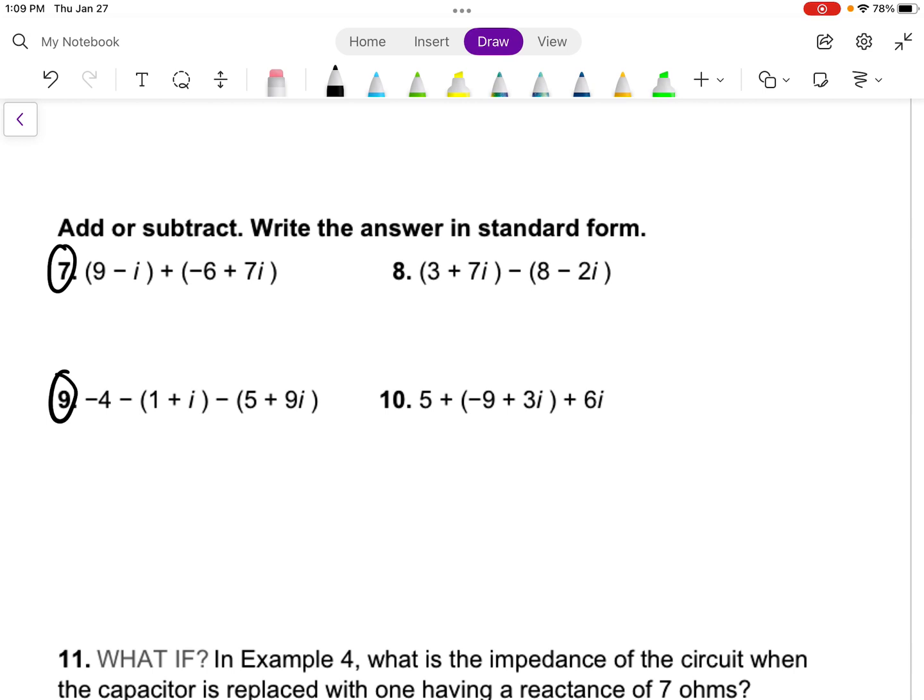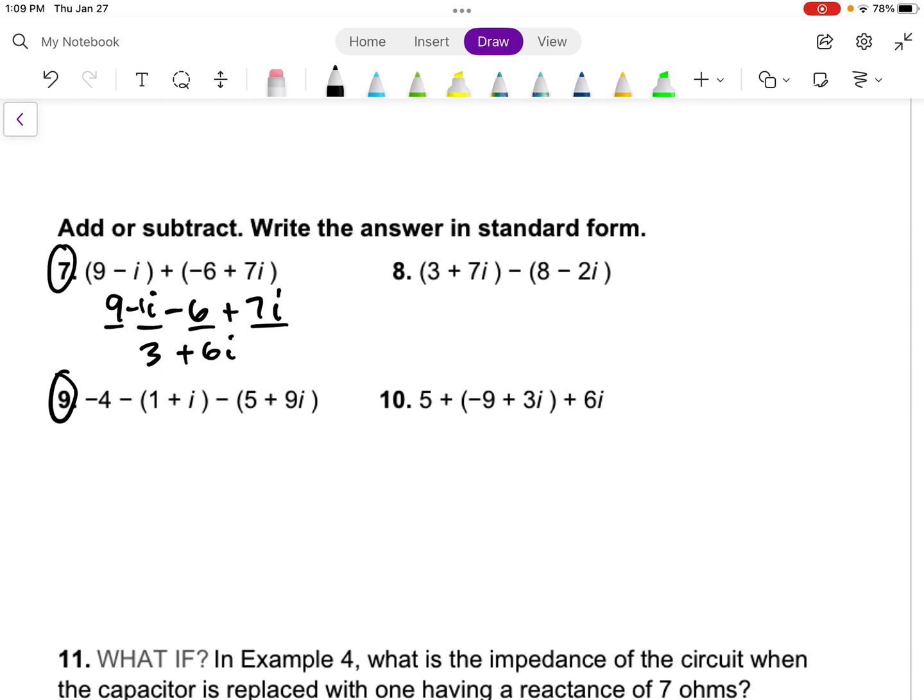So if I write this 7 without the parentheses, it'd be 9 minus i plus, well, plus negative 6 would really just be a minus 6. So minus 6 plus 7i. Combine like terms, I got the 9 minus 6 is 3. I have the minus 1i plus 7i. Minus 1 plus 7 is 6. So we end up with 3 plus 6i.